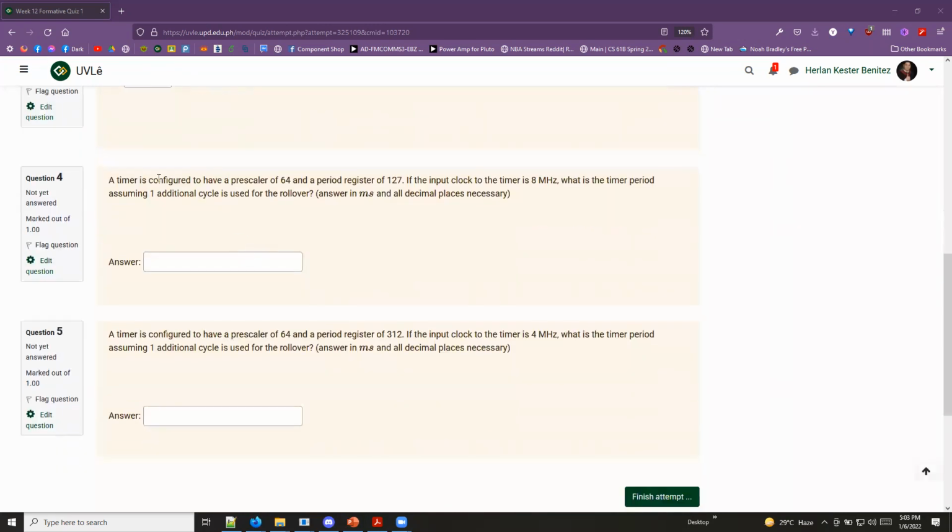So this one over here naman, timer is configured to have a prescaler of 64 and a period register of 127. If the input clock is 8 megahertz, what is the timer period? Assuming one additional cycle is used for the rollover. So relatively more straightforward. So ang period register natin is 127 plus one additional cycle for rollover, yung actual period ng ating timer. And then since we have a prescaler of 64, we multiply this by 64 to get the total number of cycles.